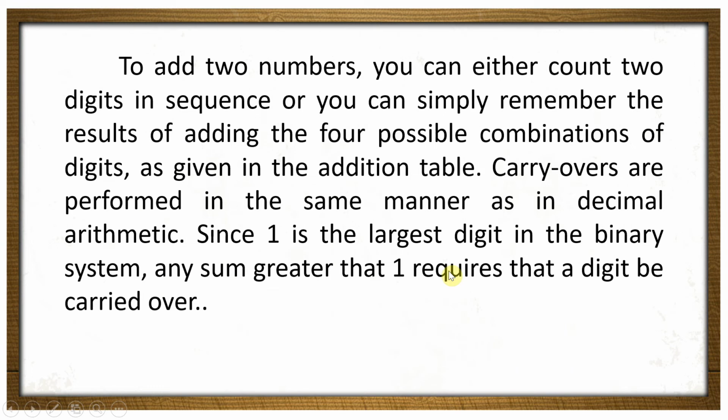To add two numbers, you can either count the two digits in sequence or you can simply remember the results of adding the 4 possible combinations of digits. As given in the addition table, carryovers are performed in the same manner as in decimal arithmetic. Since 1 is the largest digit in the binary system, any sum greater than 1 requires a digit to be carried over.